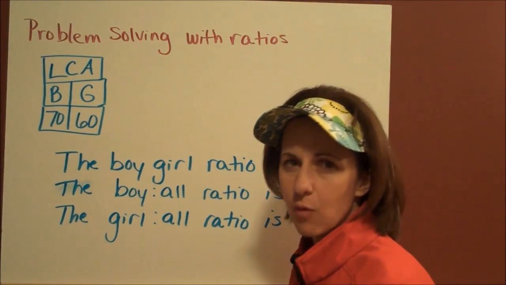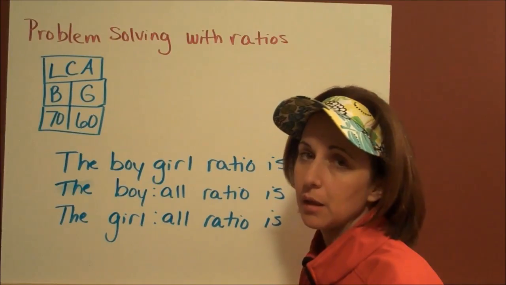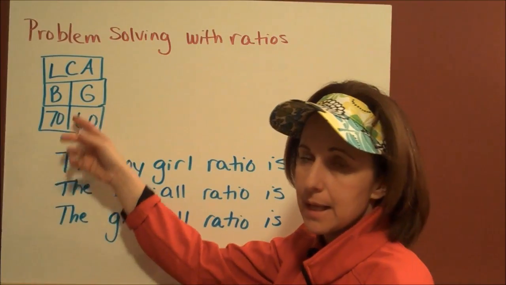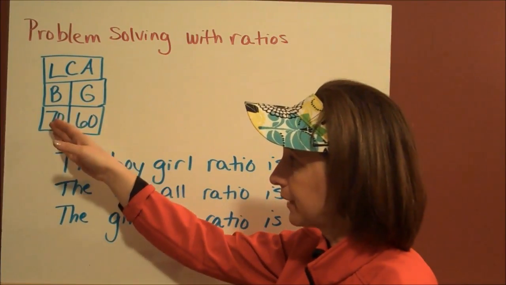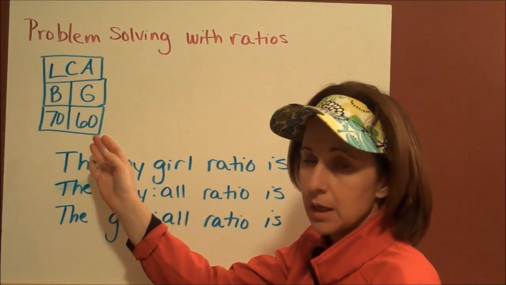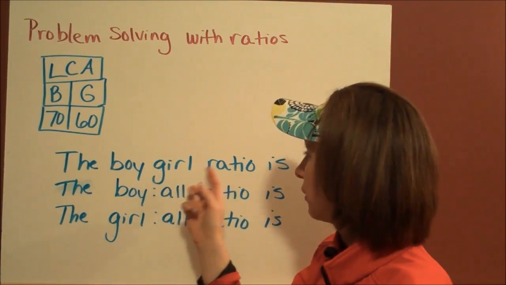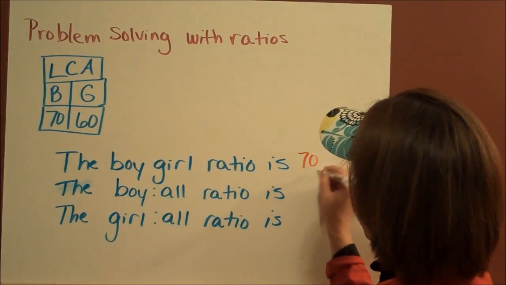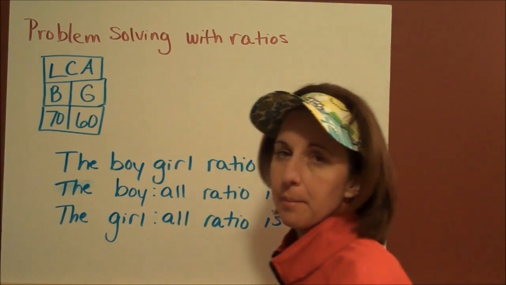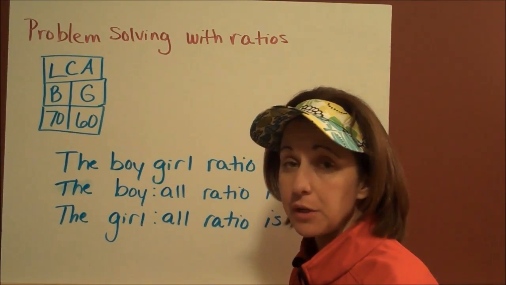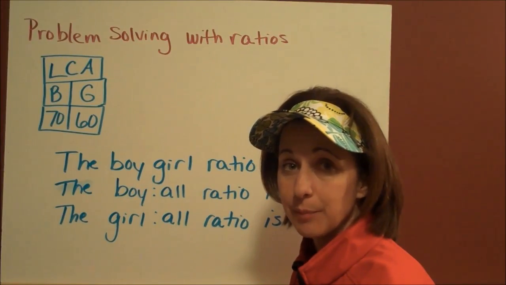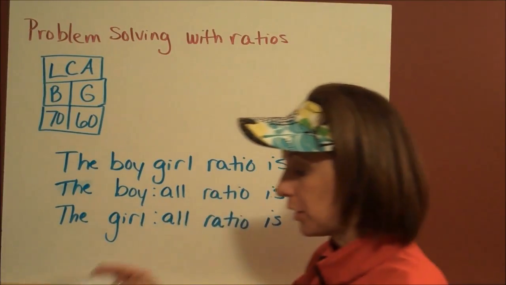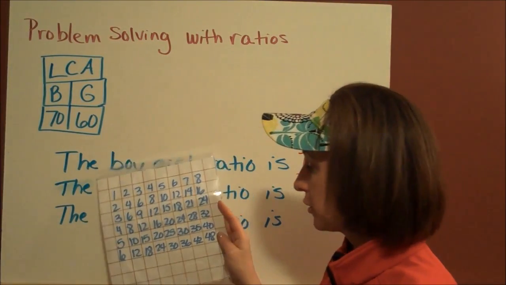Let's talk about the kind of questions that you might be asked using ratios. This is a chart about the boys and girls in 6th grade at LCA. There are 70 boys and there are 60 girls. And so if I said to you, what is the boy-girl ratio? You could say 70 to 60. But like fractions, ratios are very commonly expressed in simplest form.